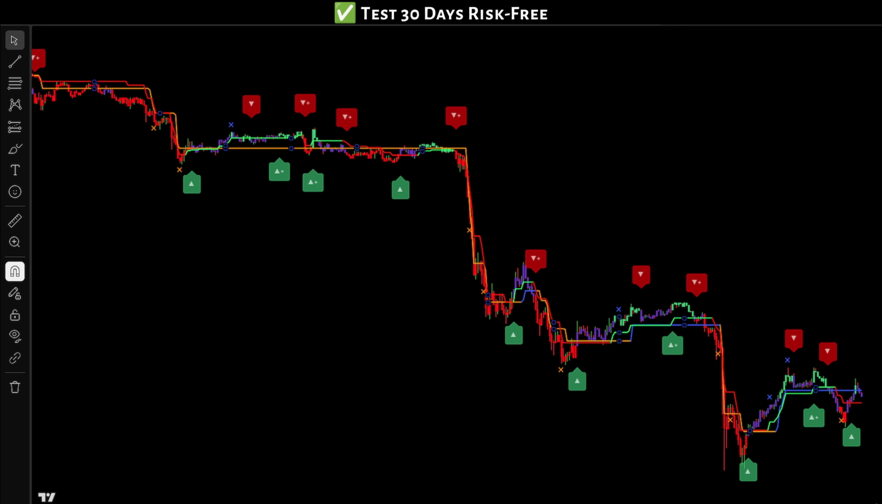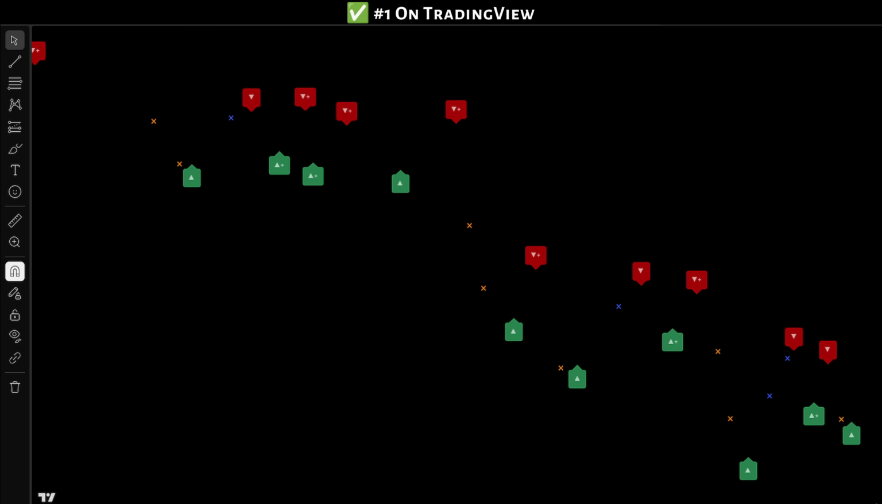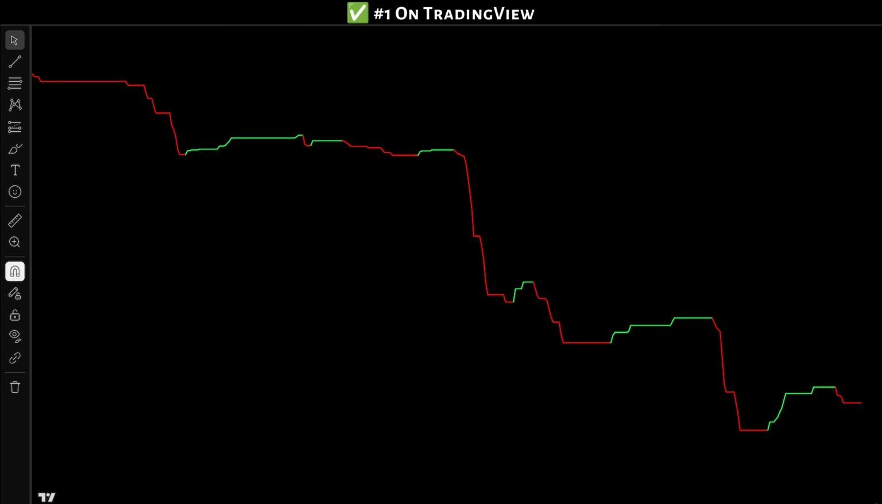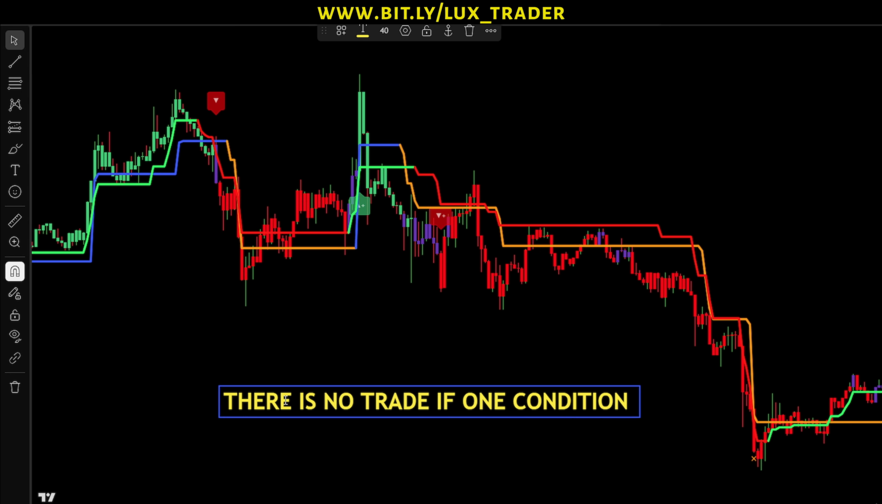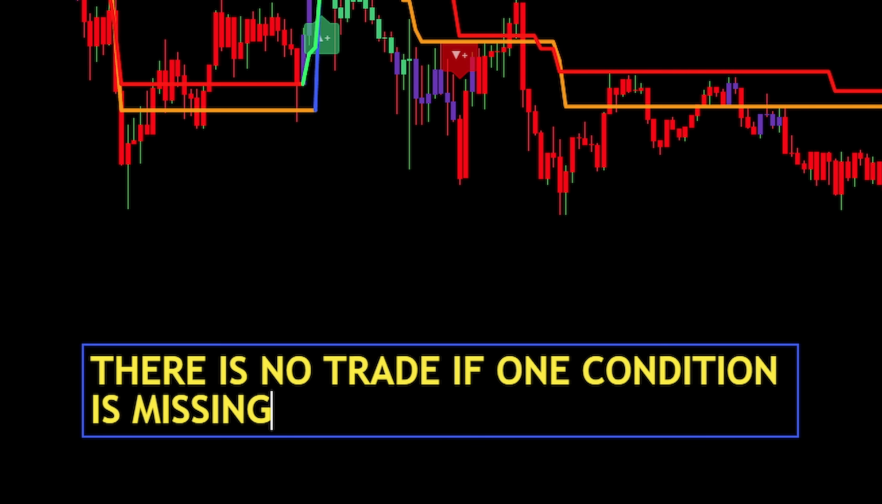Before we talk about entries, let's simplify how this system works. There are only 3 things we care about. First, confirmation signals. Second, trend catcher direction. And third, trend tracer direction. If these do not align in a very specific way, we do nothing. No alignment means no trade.